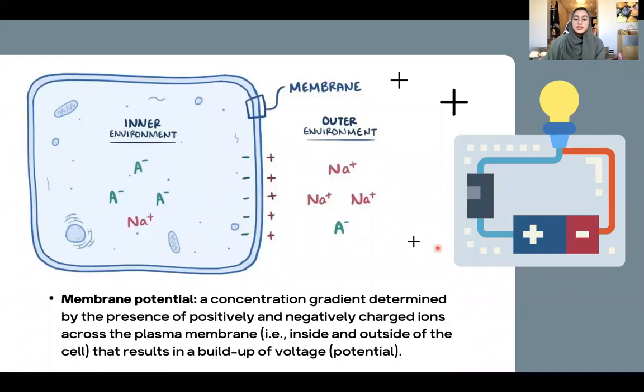And this is the exact same thing that happens inside the cell. So you have a positive end and a negative end, and it's like a magnet attracting one side to the other. So you have this magnet that's creating a voltage from one side to the other.